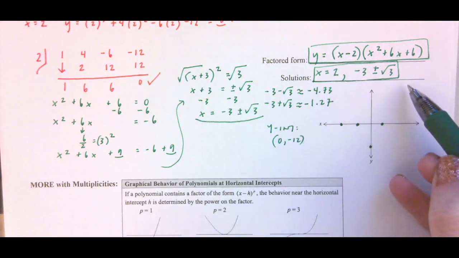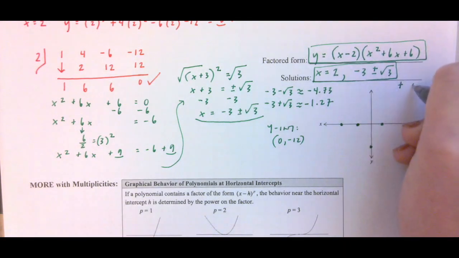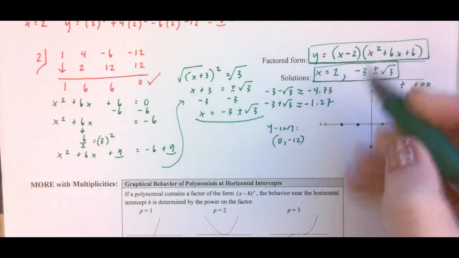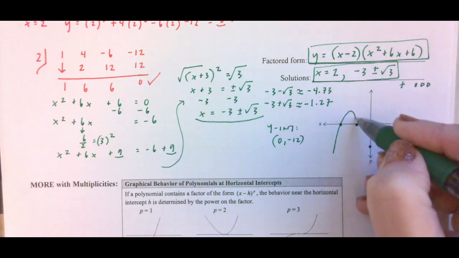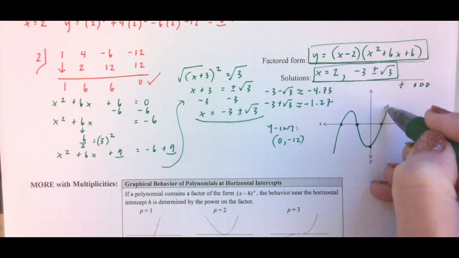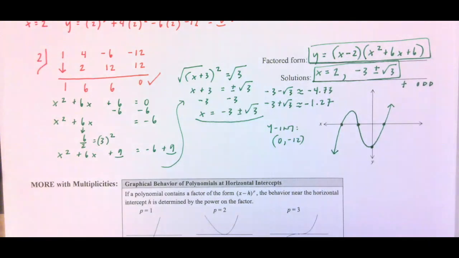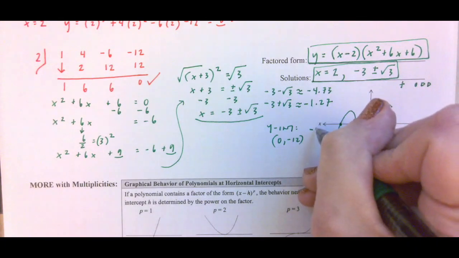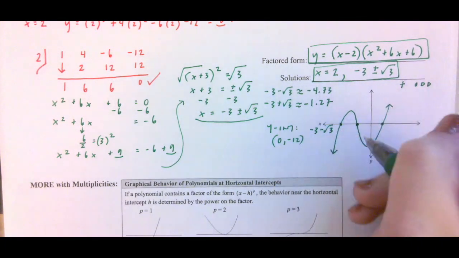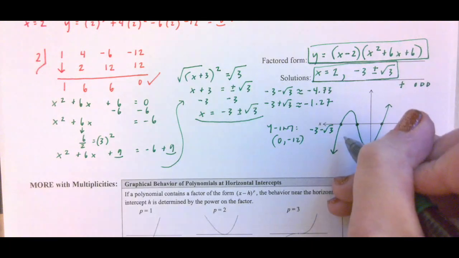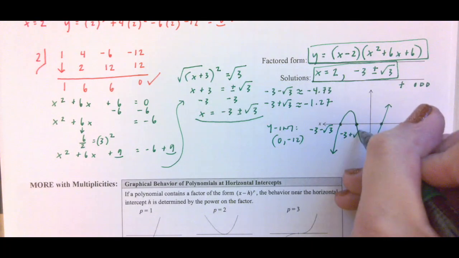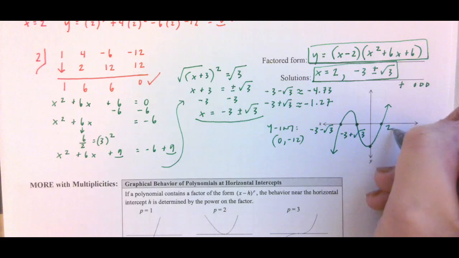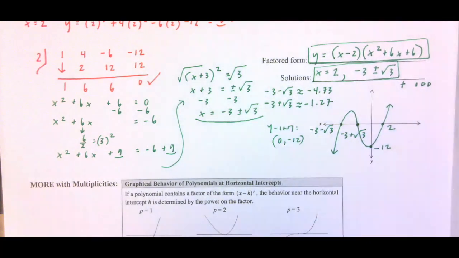Low to high, right? It's positive and cubic, so positive and odd. So it comes up, slices through, comes back up like that. And then here is the -3 minus root 3. This one was the -3 plus root 3. This one's at 2. Y-intercept is at -12.